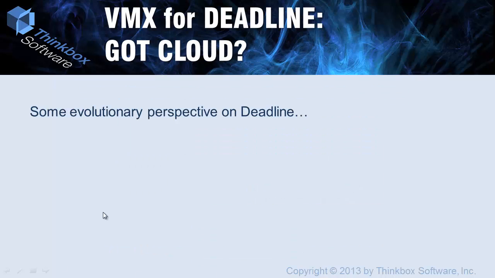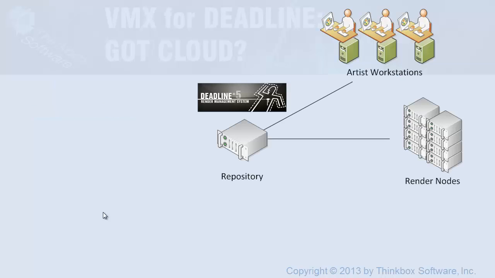In order to explain how VMX fits into the Deadline ecology and history, I'd like to show you some of the history of Deadline. In Deadline 5, we had the classic render farm situation where you had a repository and then you had a set of artist workstations and a set of render nodes. And on the artist workstations or the render nodes, you would have your operating system of choice installed. You would have Deadline Slave installed, and then you would have your suite of applications that you would be using for your production.